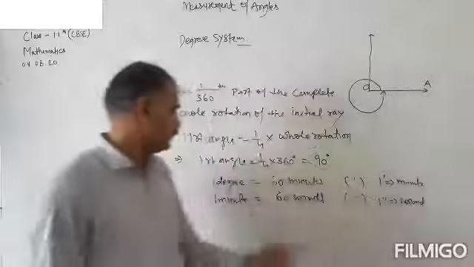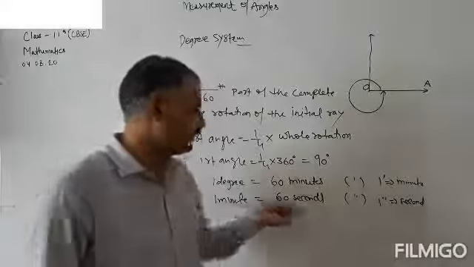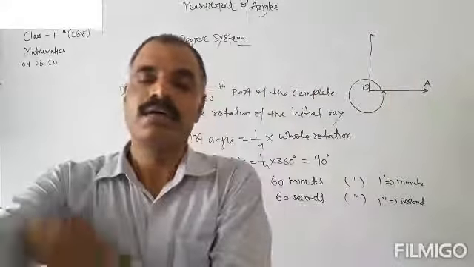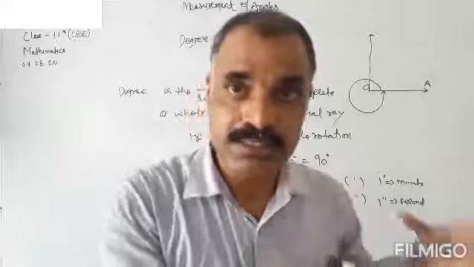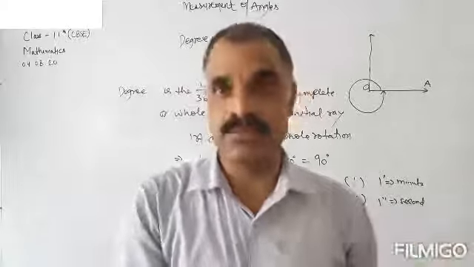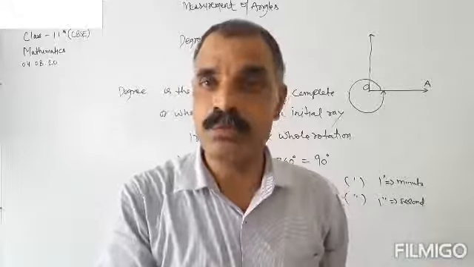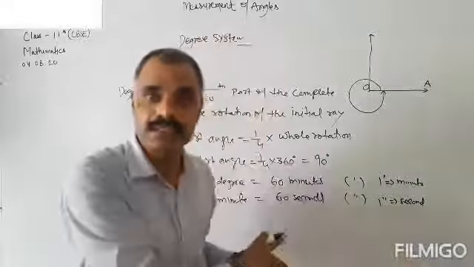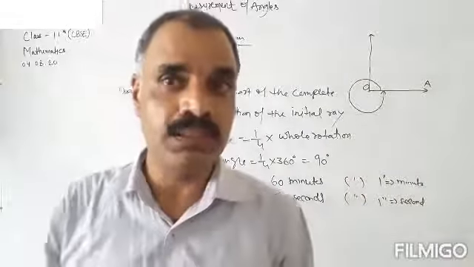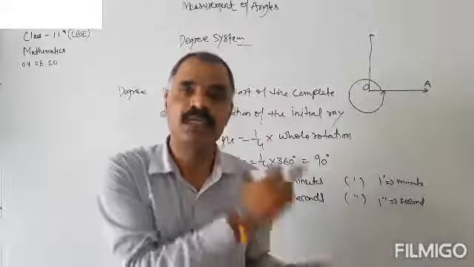So one right angle is equal to 90 degrees, 1 degree is equal to 60 minutes, and 1 minute is equal to 60 seconds. When we convert an angle into the degree system, we go up to minutes and then seconds by using these conversions. This is said to be the degree system.